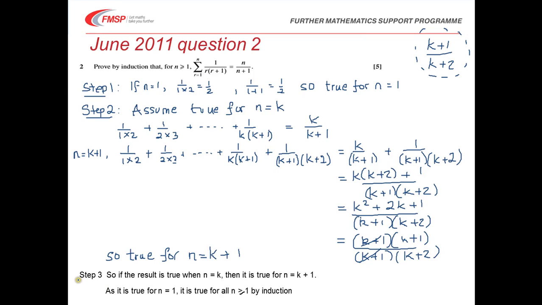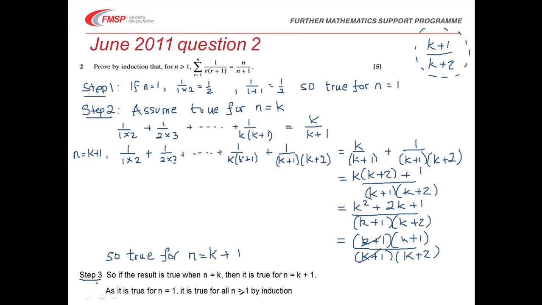We then come to step 3, which I've written out because it's very important, but it is going to be a similar statement that you need to make at the end of any question on induction, and that is, if the result is true when n equals k, then we have managed to prove that it's true for k plus 1. But of course right at the beginning, in step 1, we proved that it was true for n equals 1, so by mathematical induction it will be true for all values of n greater than or equal to 1.